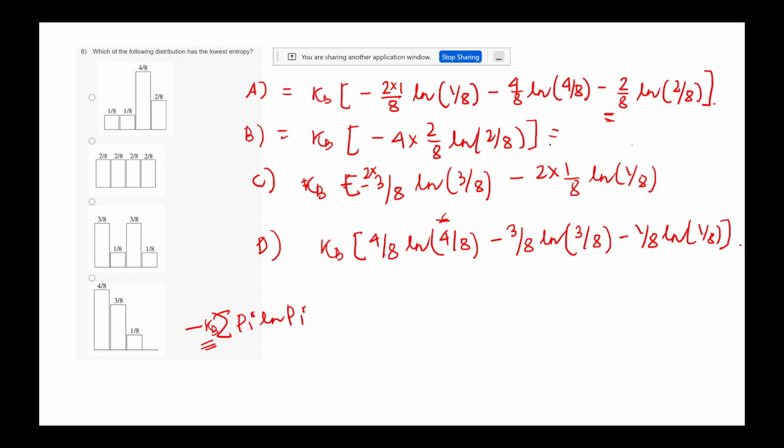I forgot, did not write it. Okay, no problem. If you calculate it, you will find this one is the lowest. Why is that so? If you follow my previous sessions, you can understand. If a distribution is equally probable, it has maximum entropy.